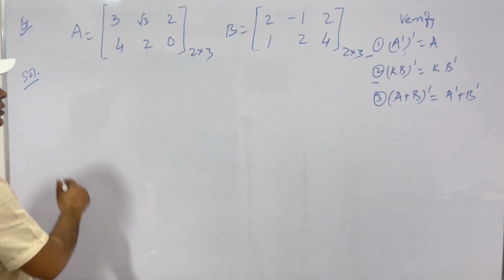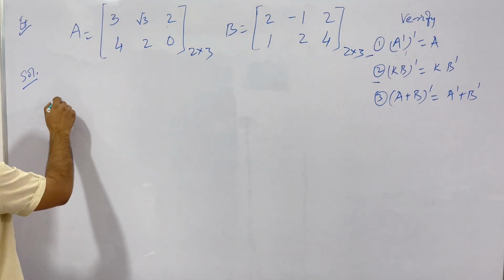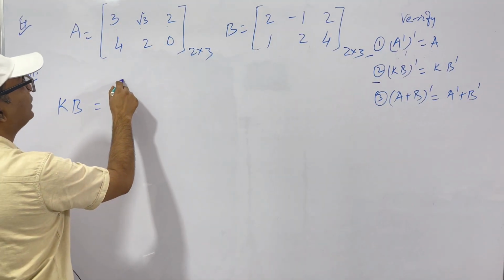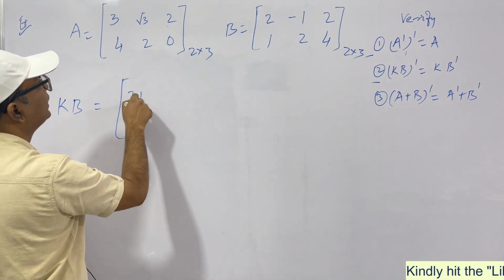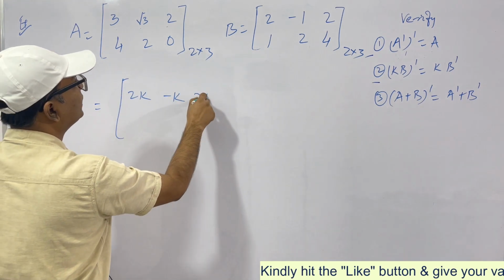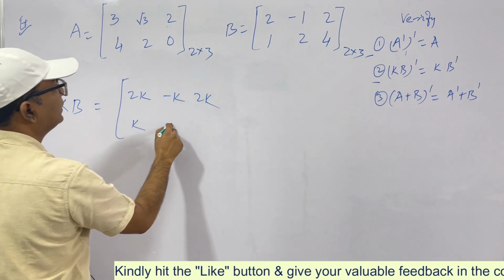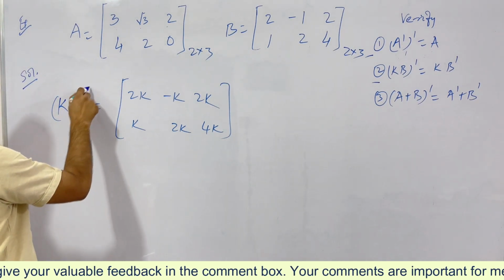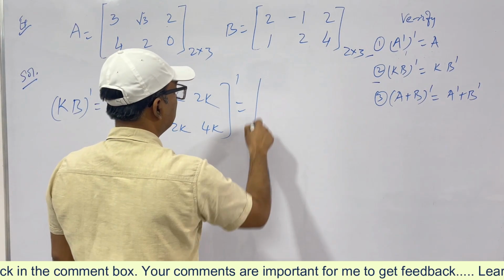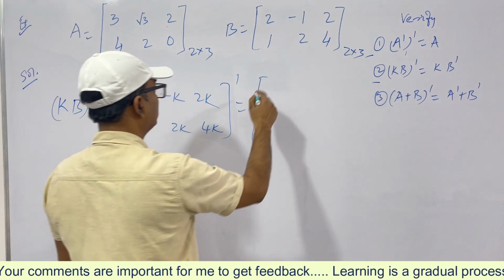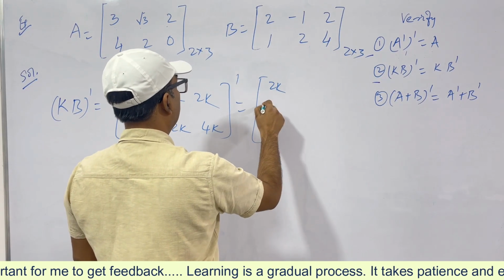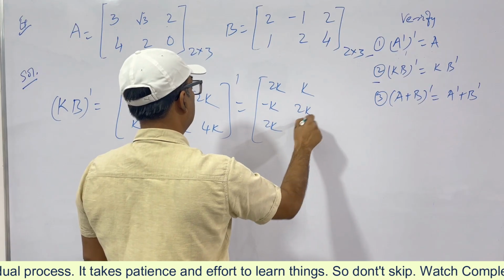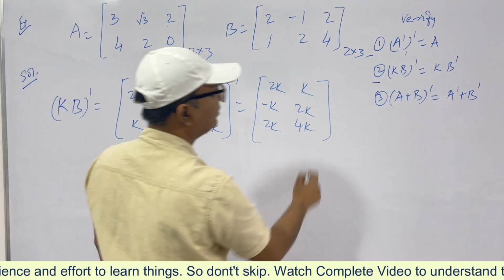(kB)' = kB' = (kB)'. First of all, let's see what is kB. kB will be 2k, -k, 2k; k, 2k, 4k. And what will be the transpose of this? Transpose of this will be rows becoming columns. So this will be 2k, -k, 2k, and this is k, 2k, 4k. So this is our left hand side.